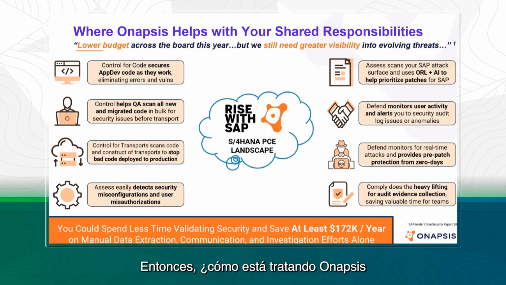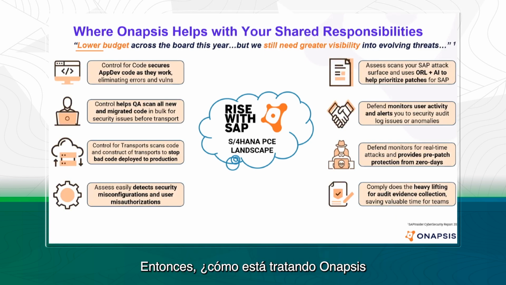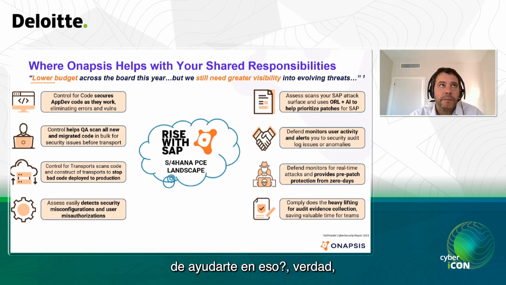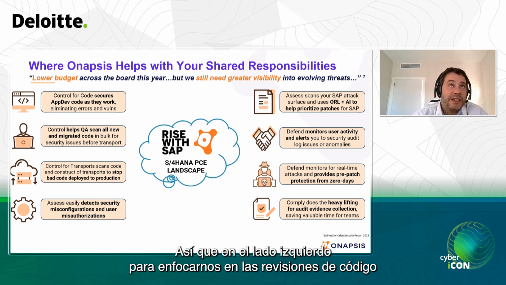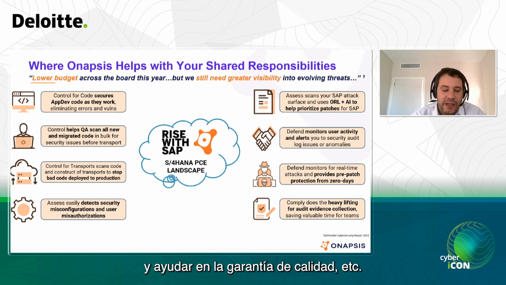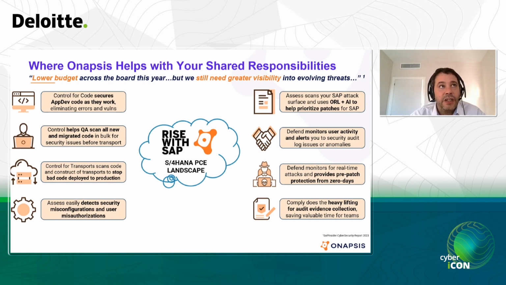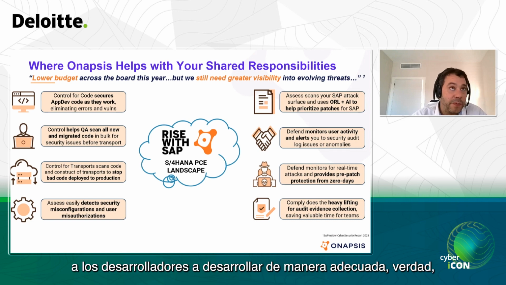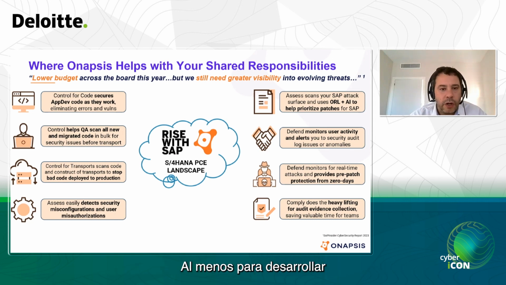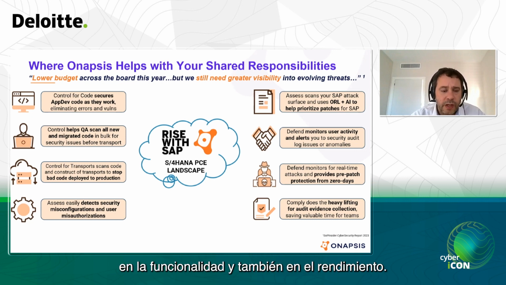So how Onapsis is trying to help you on that, right? We have, as I mentioned, different products. On the left-hand side, in order to focus on the code reviews and on helping on the quality assurance, etc., we have our Control for Code. Control for Code helps developers to develop properly, right? So at least to develop and focus on security as well as on the functionality, as well as performance.